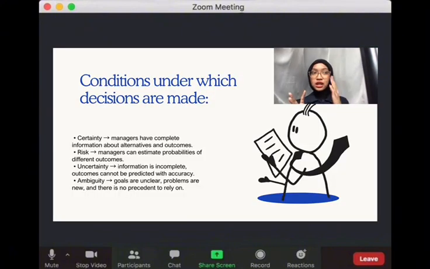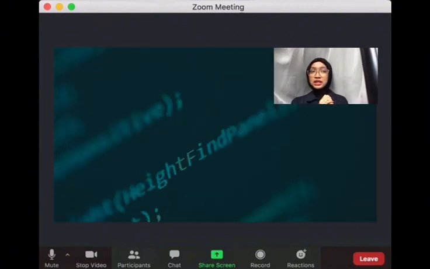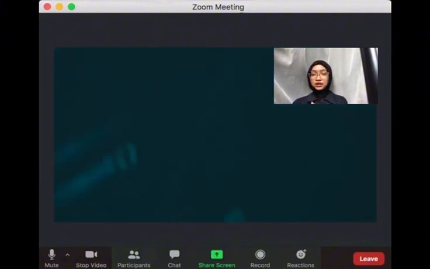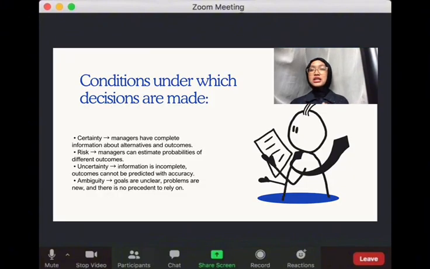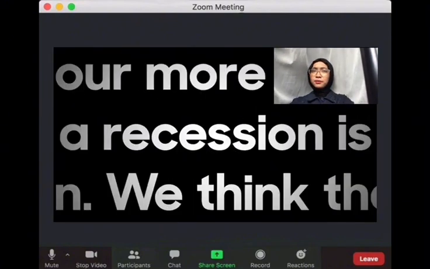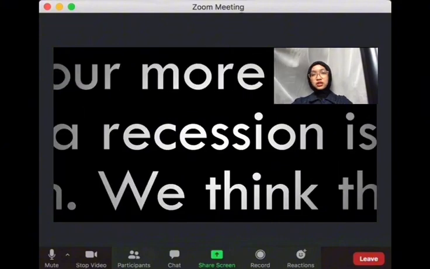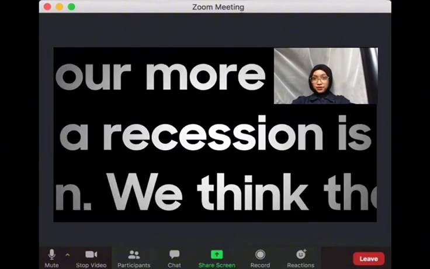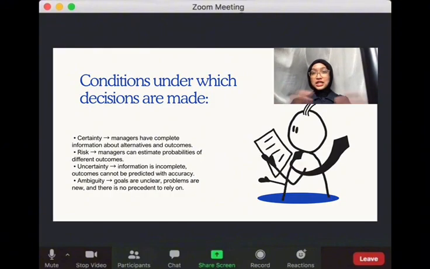And the third is uncertainty. This is when the information is incomplete and outcomes are unpredictable. And the last one is ambiguity. Ambiguity is when situations are unclear, goals may not be well defined, and the solutions are not obvious. Understanding these conditions helps managers choose the right approach in making effective decisions.